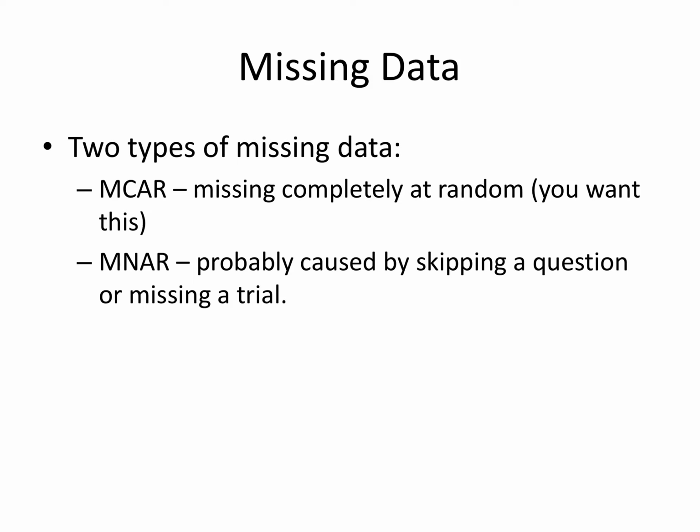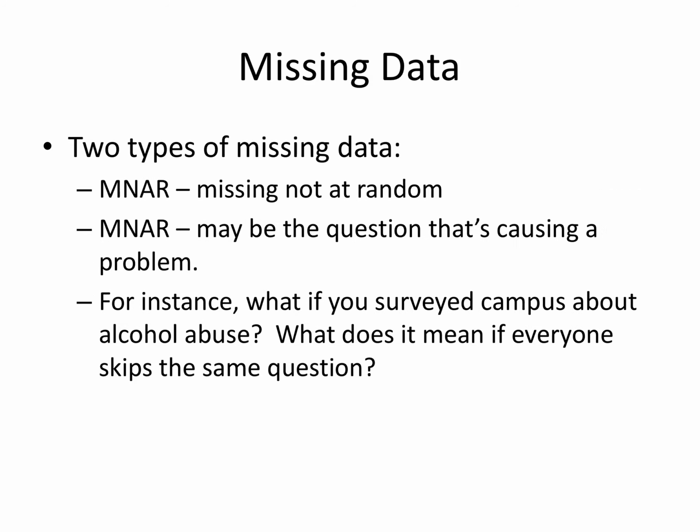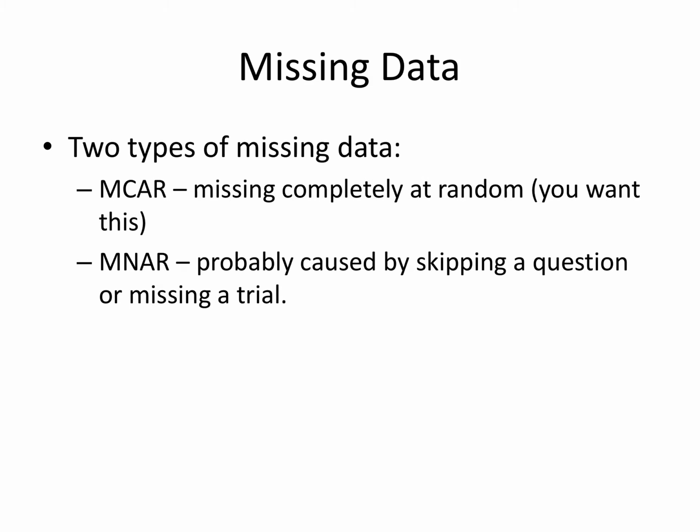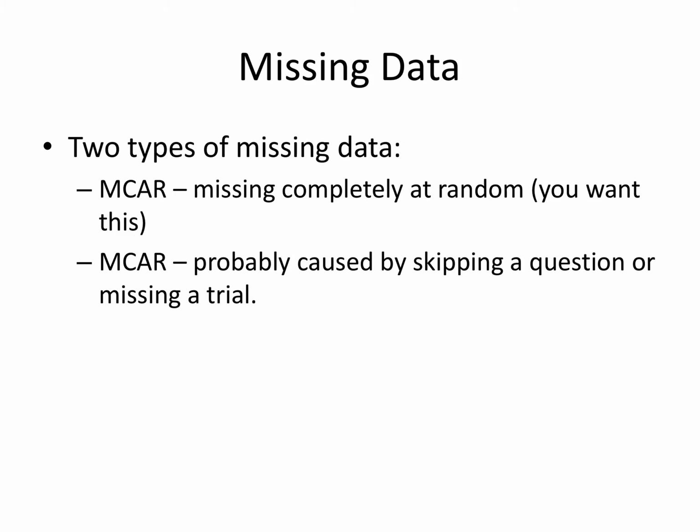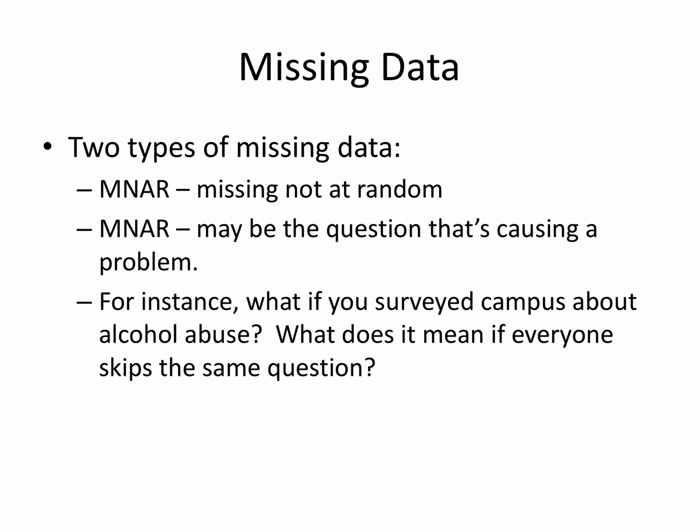Generally, missing completely at random is people who, say, are clicking online and just skip one. For MNAR, it may be the question that's causing the problem. So this was supposed to be MCAR. Good grief, I fixed a slide that wasn't wrong. Okay, MNAR is missing not at random, probably caused by skipping a question or missing a trial, and it may be that question that's causing those problems. So if everyone skips a question about alcohol abuse, what does that imply about the data set?